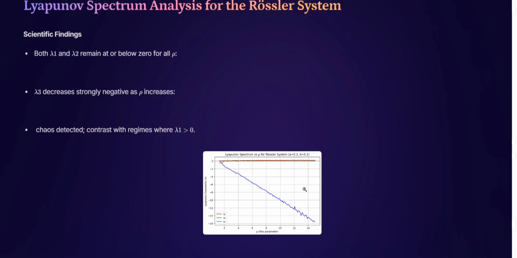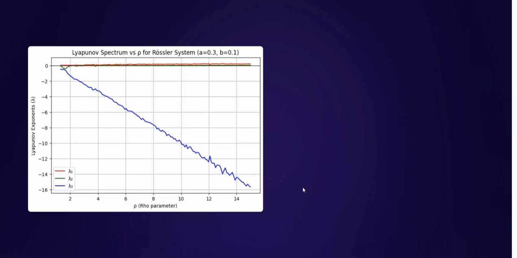And the Lyapunov spectrum analysis of the Rössler system. In this Rössler system, both lambda 1 and lambda 2 remain at or below 0 for all rho. Lambda 3 decreases strongly negative as rho increases, and the chaos is detected here. This is the Lyapunov spectrum versus the rho for the Rössler system. The parameters taken are A equal to 0.3 and B equal to 0.1. This is the 3-parameter system.